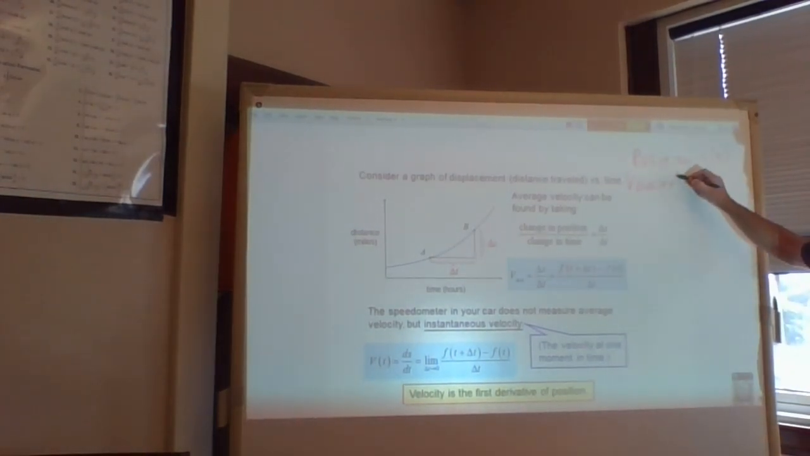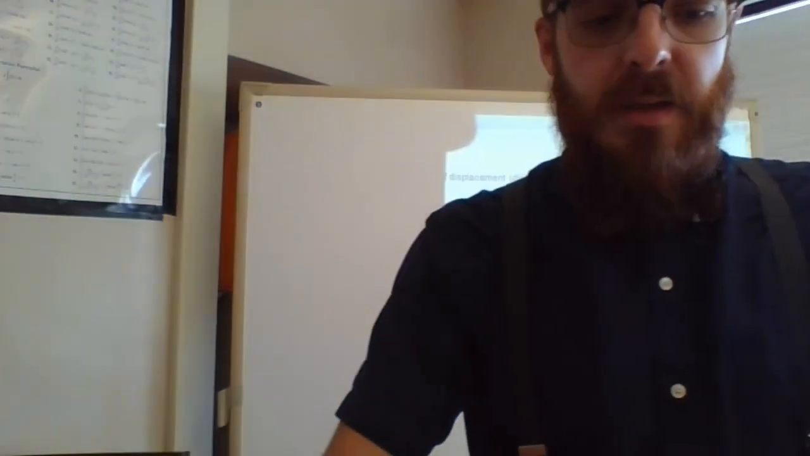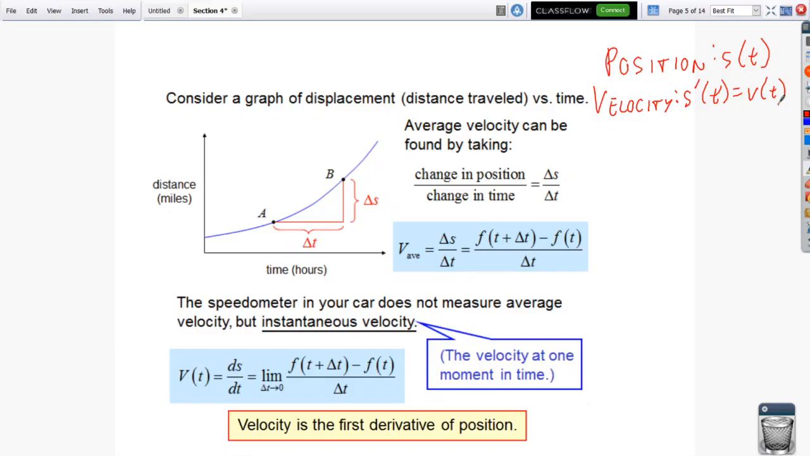So velocity is going to equal s prime of t, and what we use for that is v of t. All right, so standard notation there is v of t is your velocity.